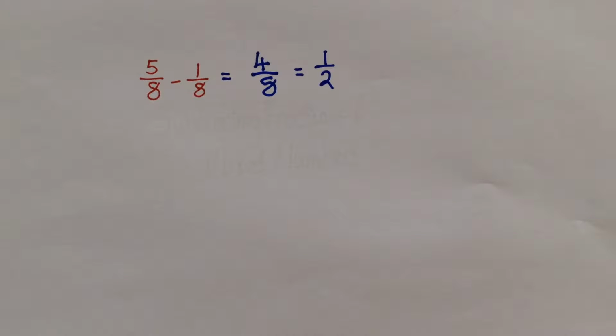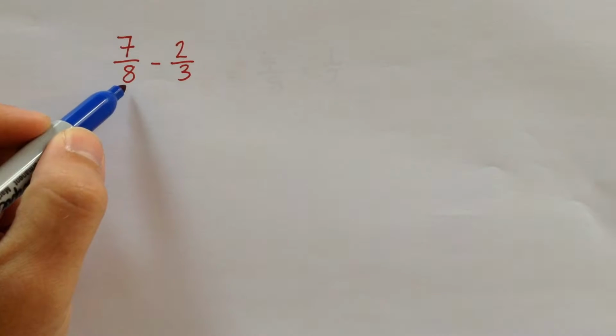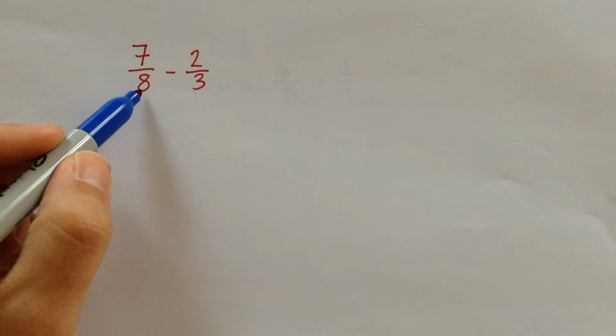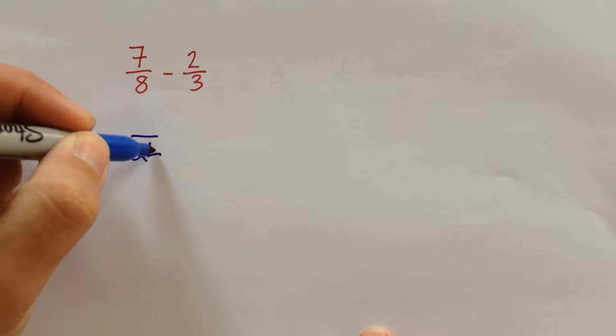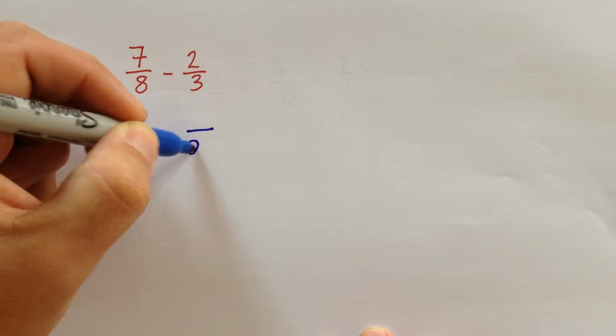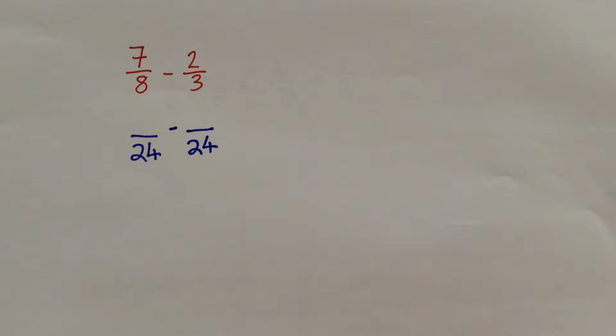In our second example, the denominators now are not the same. So what we need to do here to start off with is find the lowest common multiple of 8 and 3. So the smallest number that is in both the 8 and the 3 times table. This number is 24. So we need to find two equivalent fractions that have 24 as the denominator.